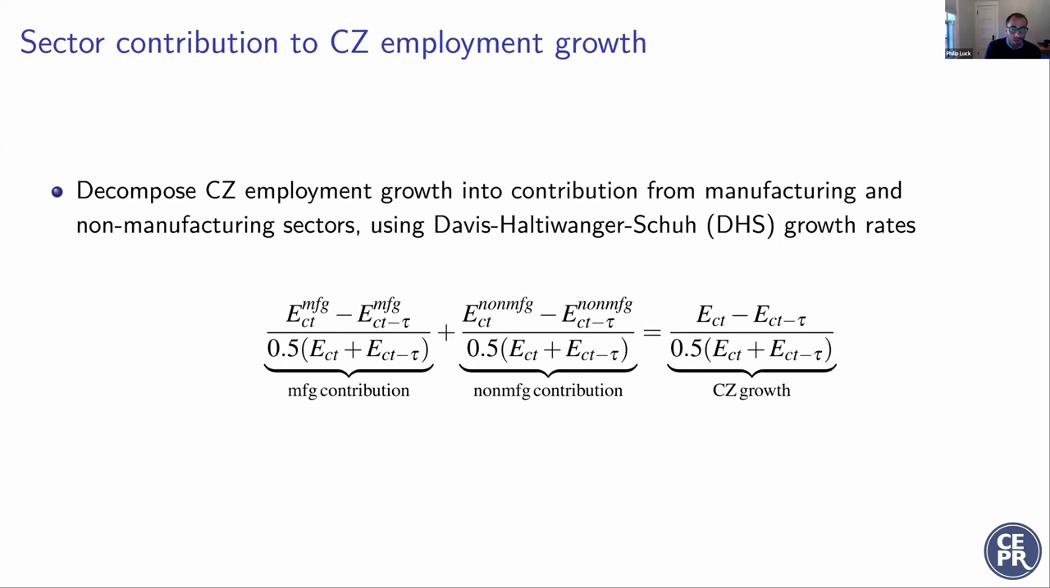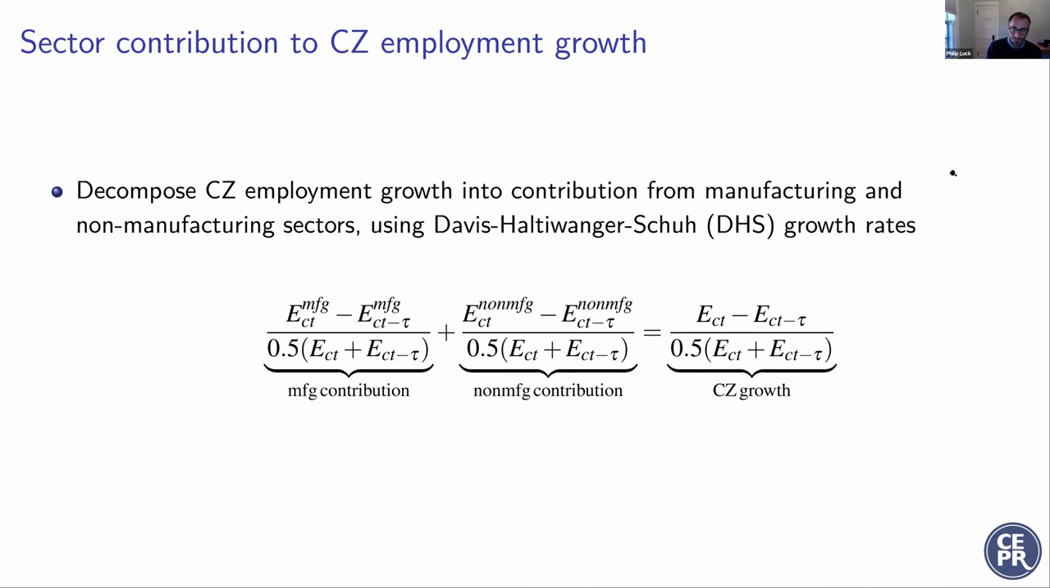The first point I want to make here is that we're going to be looking at what are called DHS growth rates, or Davis-Haltiwanger-Schuh. This allows us to decompose the total employment effects and think about entry and exit. If you're using log changes, it's hard to estimate those entry and exit margins. The only real difference here is that instead of dividing by initial period employment, we're just dividing by the average.